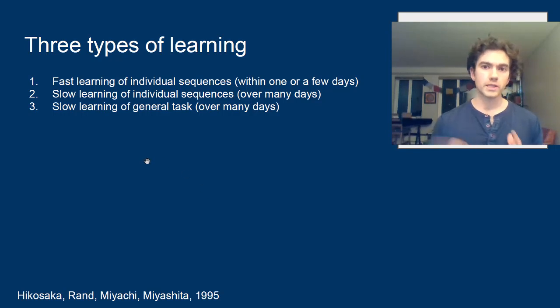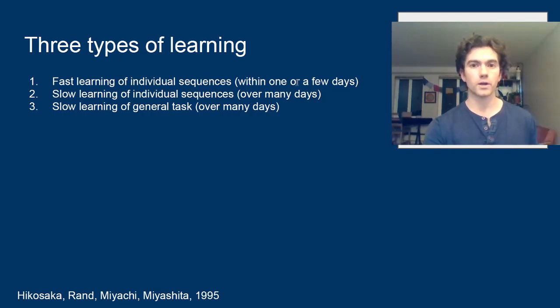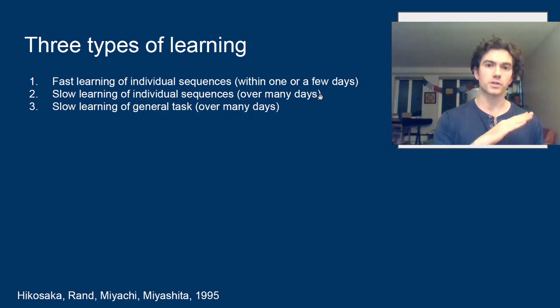So overall, this study demonstrates there are 3 types of learning going on in this procedural 2x5 task. First, there's fast learning of individual sequences that happens within 1 or at the most a few days, that kind of precipitous fall in the number of trials to criterion. Second, there's slow learning of individual sequences over many days. So after that initial precipitous fall in the number of trials to criterion, we saw that there was a slow but steady approach to getting all the way down to perfect behavior. And that took a long time.